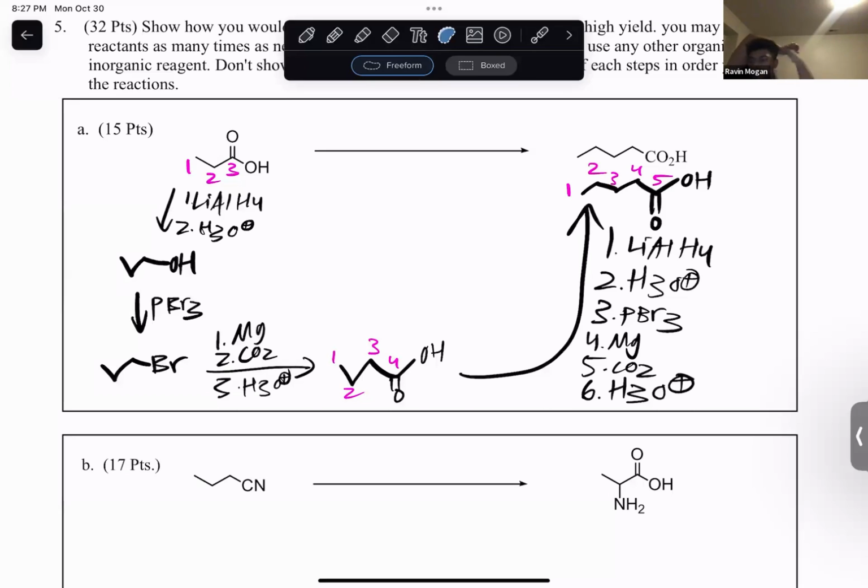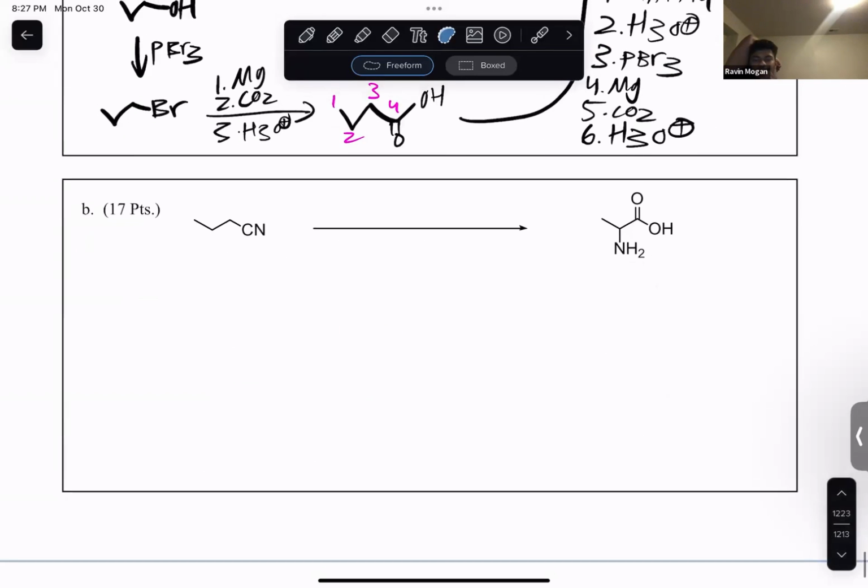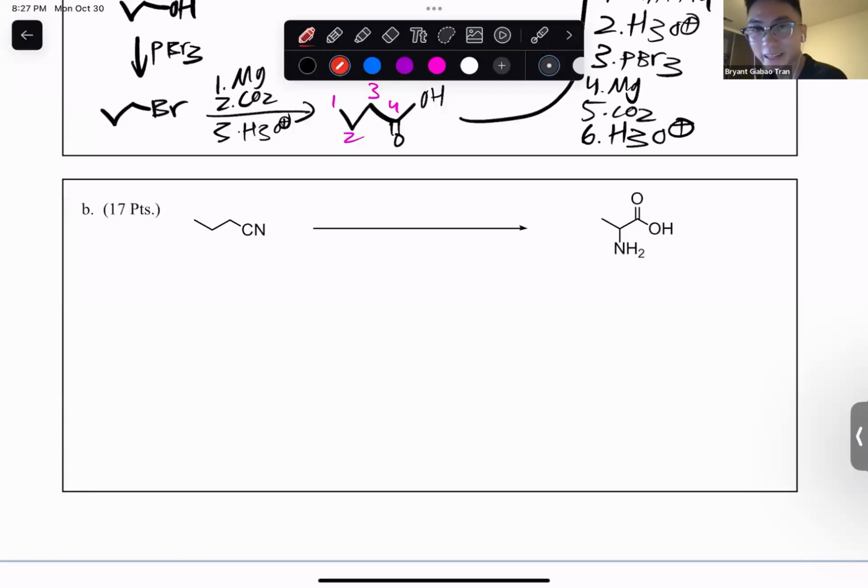So we have a nitrile. Yep, nitrile. So we have a nitrile, and then we end with a carboxylic acid with an amine on it, right? Right. And where is this amine located? What carbon relative to the carboxylic acid? Right, the alpha carbon. And this can come from the NH3 thing that you saw.